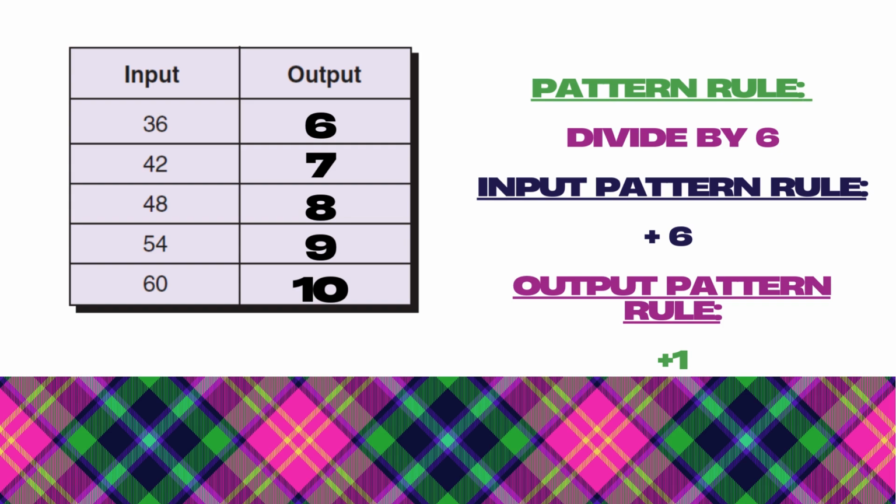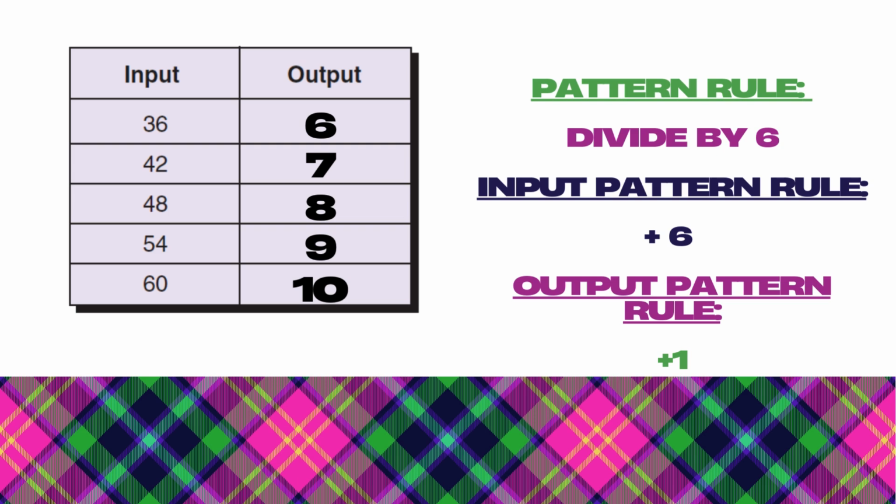For the input pattern rule, it starts at the number 36 and increases by 6 each time. And that is key to note because you'll notice our pattern rule to relate the input to output was that we divided by 6. Often, the pattern rules for the input and output give you clues to help you determine what the pattern rule for relating the input to the output would be. And sometimes you're going to have to find those.